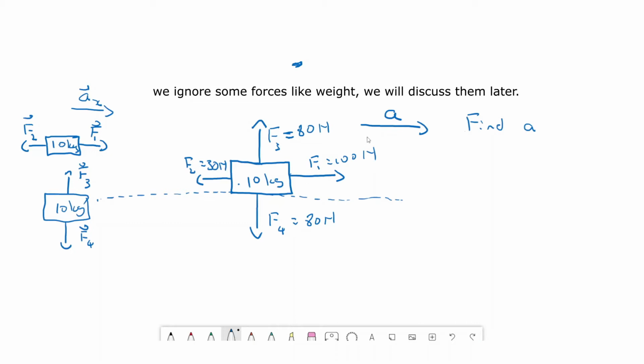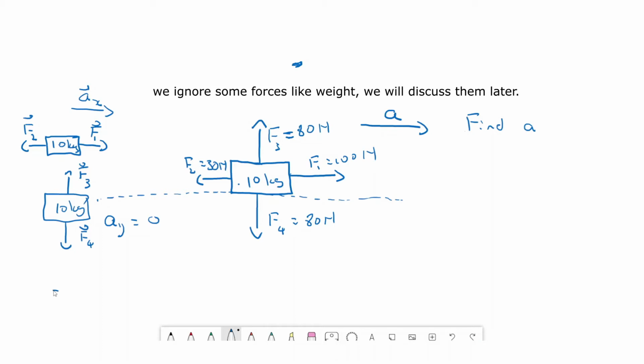Now, since I am only told that this box is going to move in the X direction, then this box is not going to go up and it's not going to go down. So I can say that the acceleration in the Y direction is going to be 0, because this box is not going up and this box is not going down. So that's how I determine that the accelerations are going to be in X and Y.